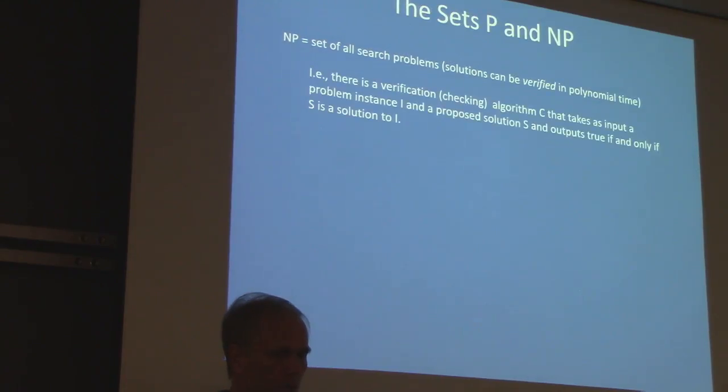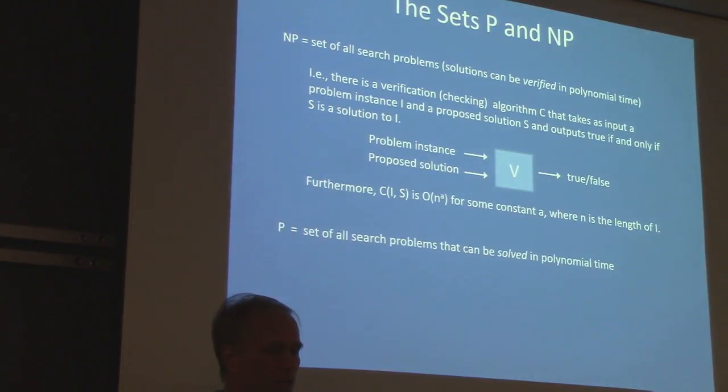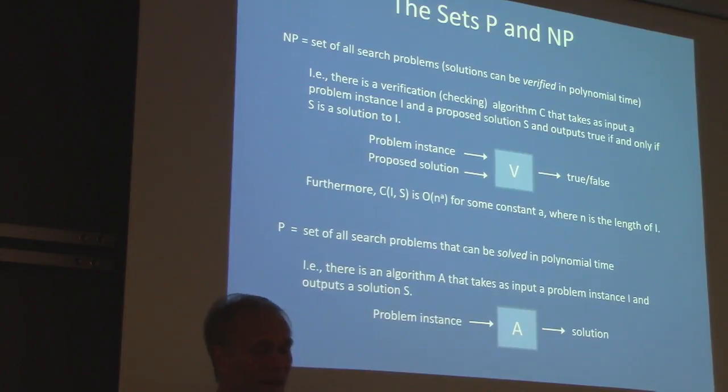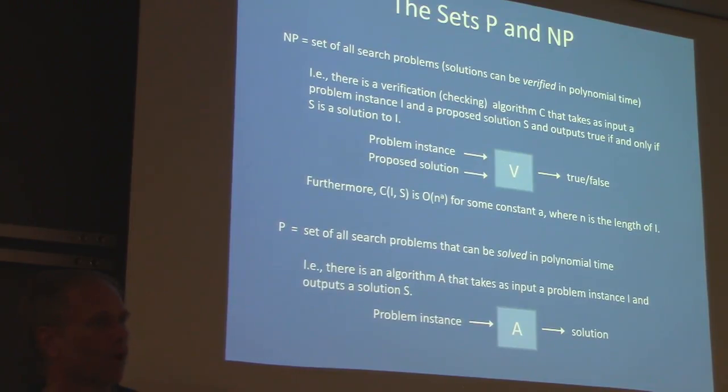So those are our two sets. NP is the ones that can be verified in polynomial time. P are the ones that can actually be solved in polynomial time. Now, it's clear what P stands for, polynomial time. What does NP stand for? Non-deterministic polynomial time? Yeah, it turns out NP stands for non-deterministic polynomial time.